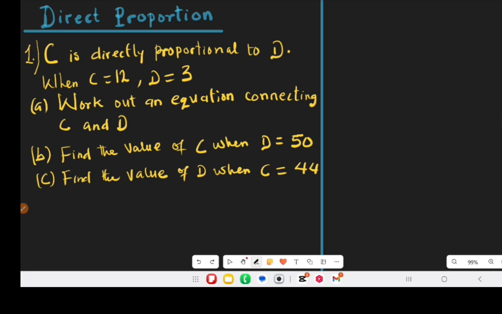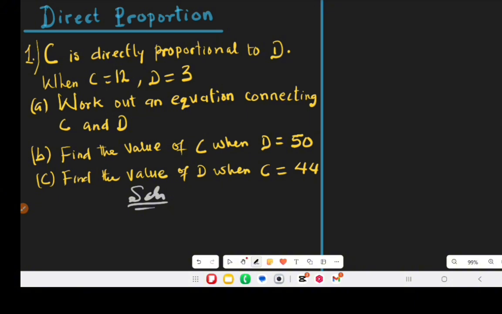Today I'm going to show you how to solve direct proportion. We take example 1. C is directly proportional to D. When C is equal to 12, D is equal to 3. A, work out an equation connecting C and D. B, find the value of C when D is equal to 50. And C, find the value of D when C is equal to 44.